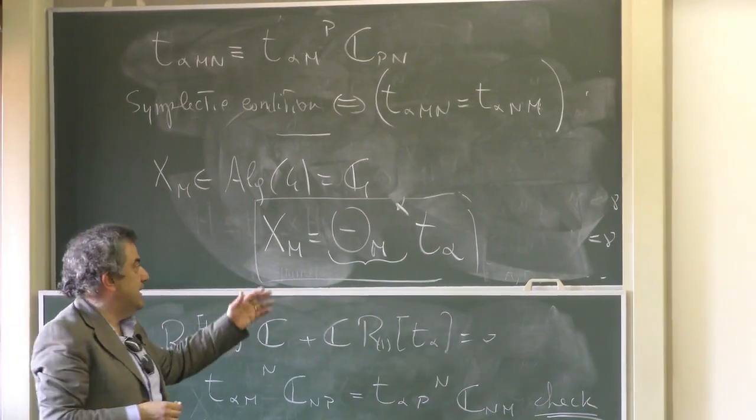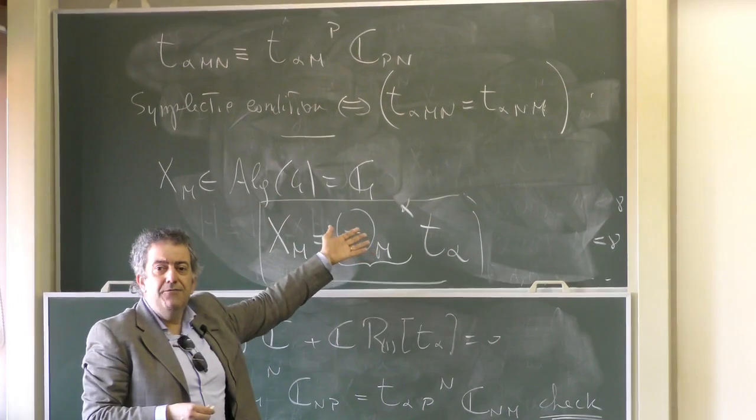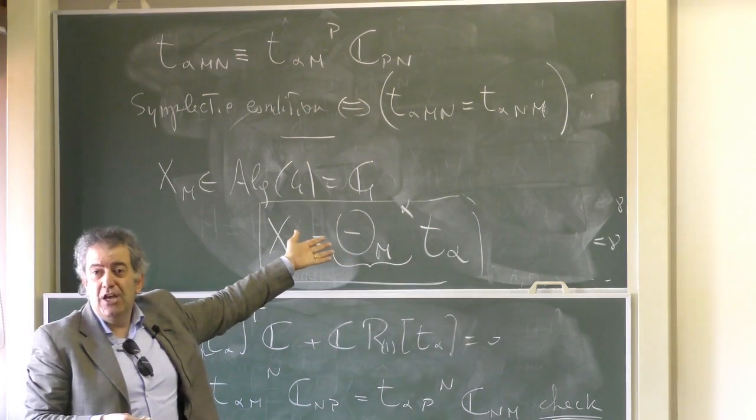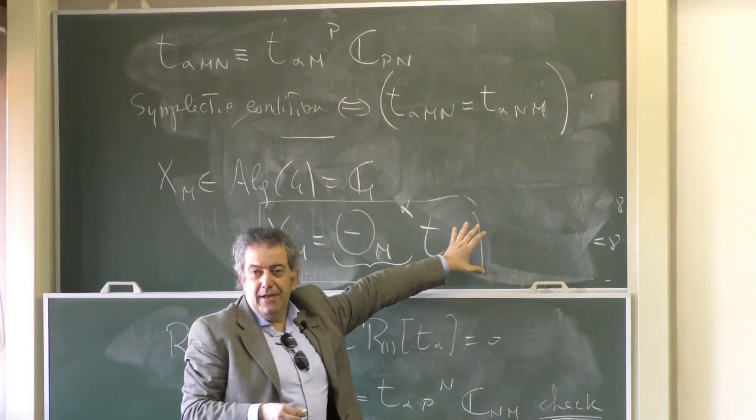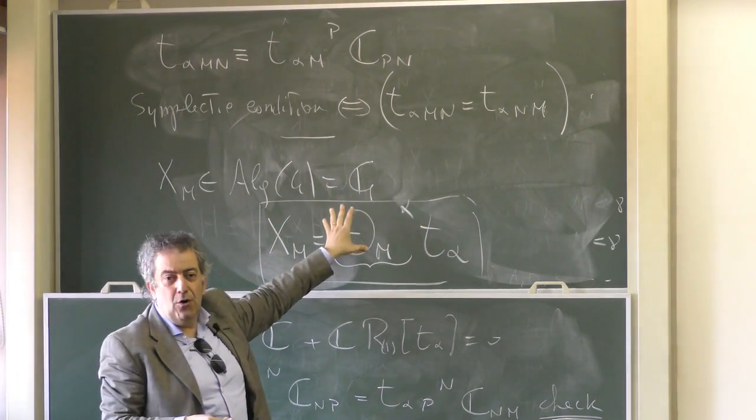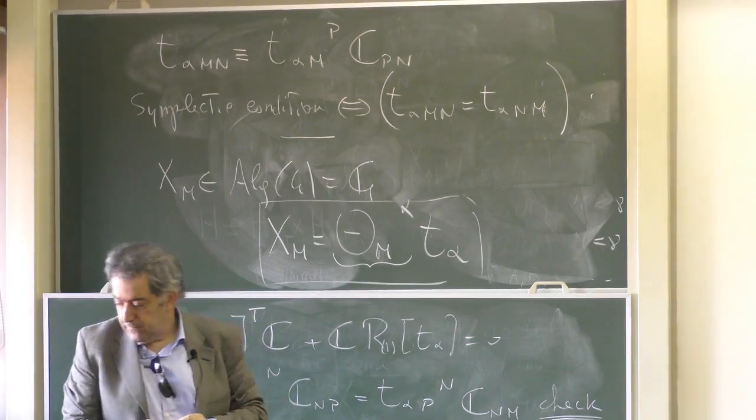The embedding tensor, as you can see, encodes all the information about the choice of the gauge algebra inside the global symmetry algebra. Everything is here. So all information about the gauging is here. Okay?